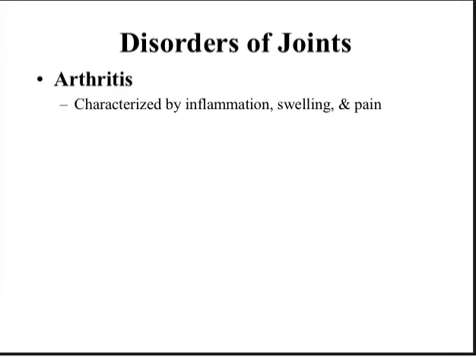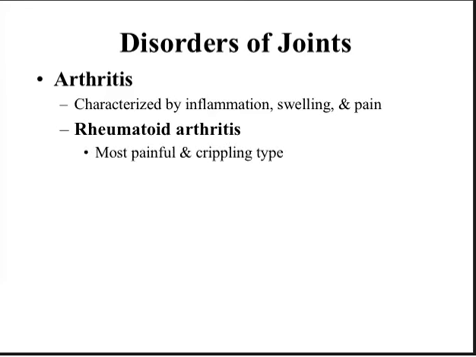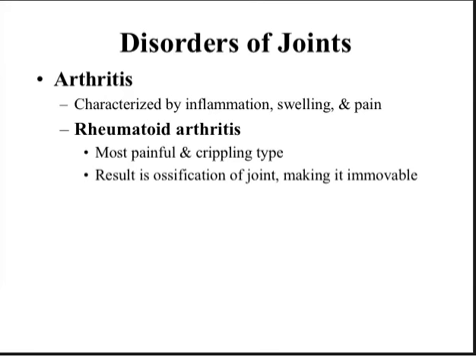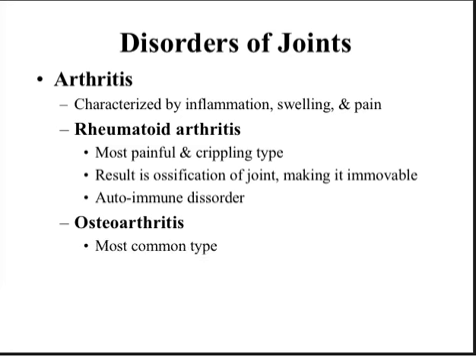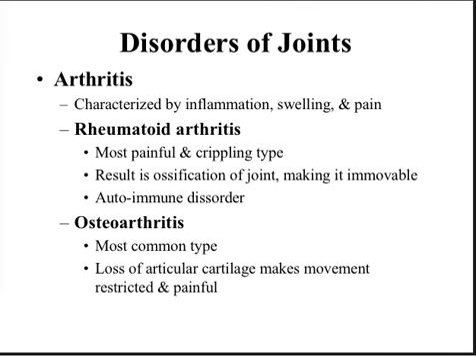Arthritis is characterized by inflammation, swelling, and pain. It's a general term for inflammation of the joint, and it comes in several flavors. Rheumatoid arthritis is an autoimmune disorder where the immune system attacks joint tissue, causing it to swell and inflame. Often the joint can ossify, making it immovable. Osteoarthritis is the wear and tear that results as the articular cartilage of diarthrotic joints wears down, resulting in bone on bone, which produces bone spurs, which irritate and inflame the joint.